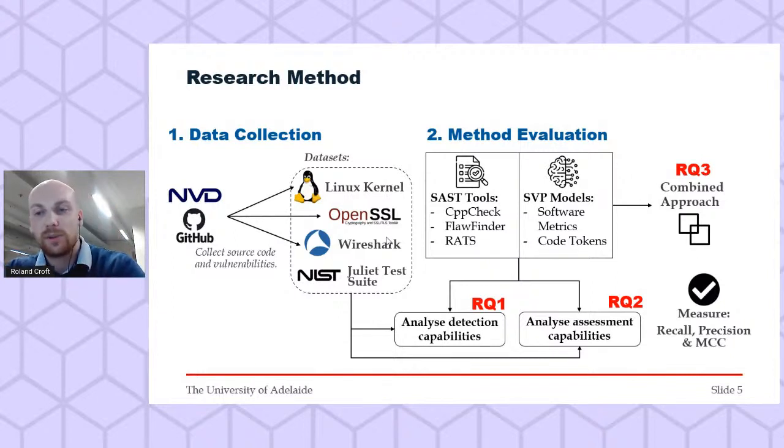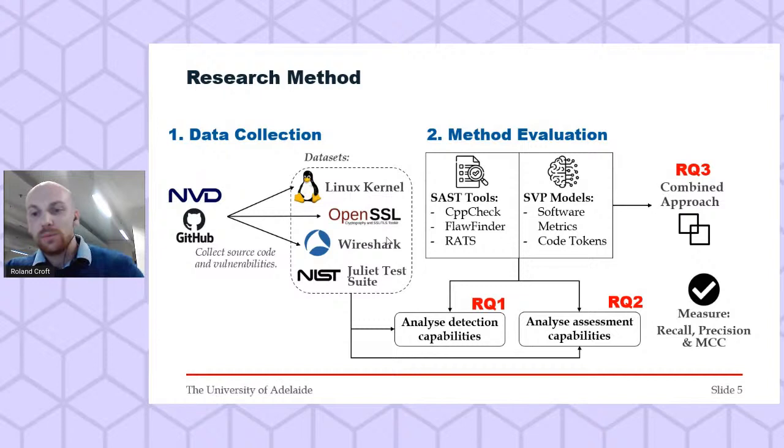Finally, for the third research question, rather than pitting these methods against each other, we see whether they can synergize together in a combined approach, whether it would actually be more beneficial to consider them both together rather than in isolation. Now, we evaluate these research questions by measuring the recall, precision, and MCC of each approach under each circumstance. The recall measures the ability to actually spot all potential vulnerabilities, whereas the precision measures the actual correctness of their outputs, and the MCC is a more balanced metric, which measures the overall performance.